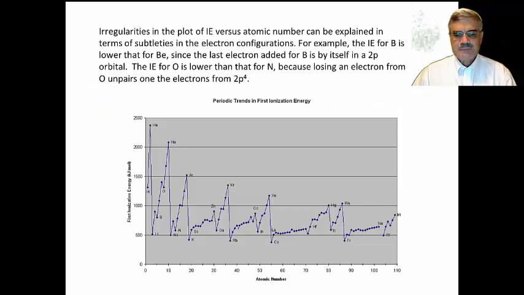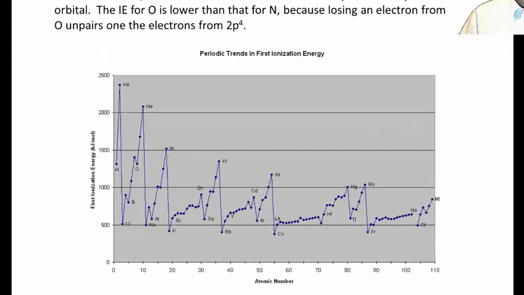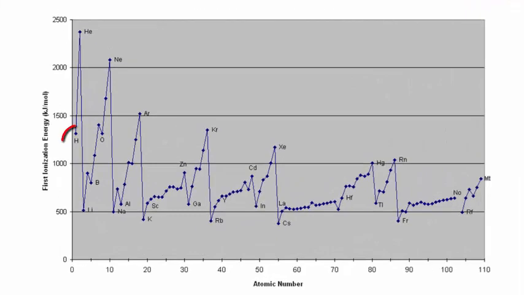Okay, so this plot shows the first ionization energy as a function of atomic number. And you should blow this up and look at it very carefully. There will be a plot of this sort in your book. These are irregularities in the plot of ionization energy versus atomic number. If you go to the left and look at hydrogen to helium, of course it takes much more energy to knock out an electron from helium because helium has a filled outer shell.